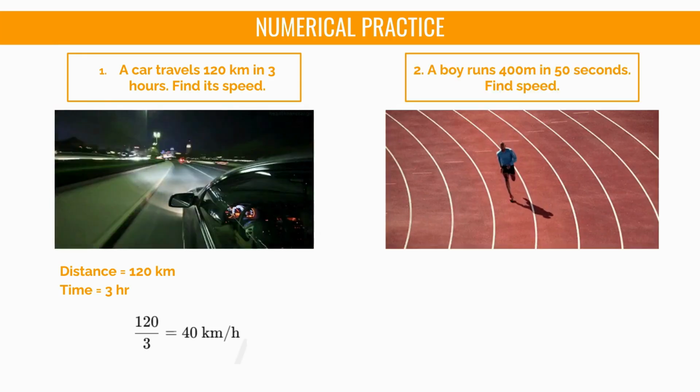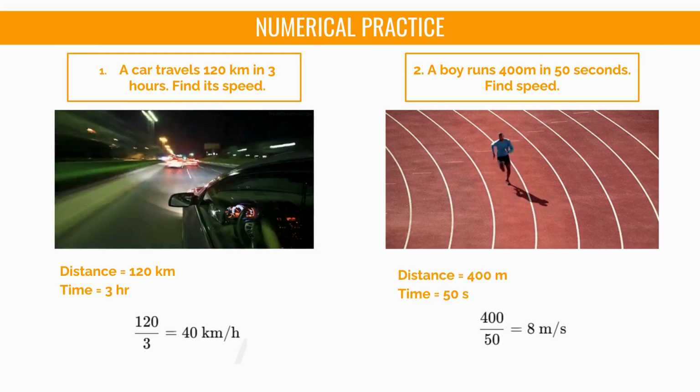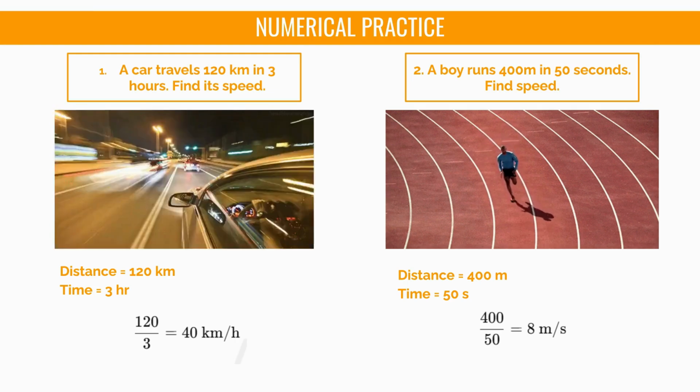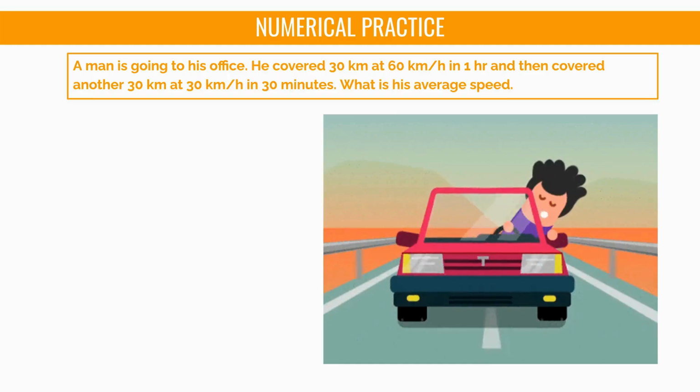A boy runs 400 meters in 50 seconds. Find speed. Total distance covered is 400 meters. Total time taken is 50 seconds. So speed of the boy is 8 meters per second.